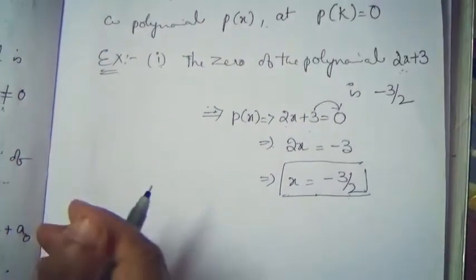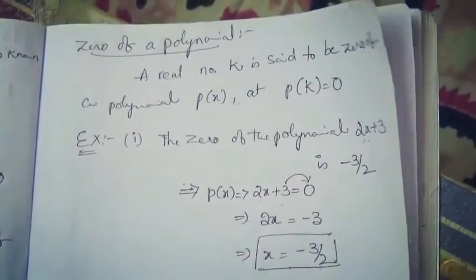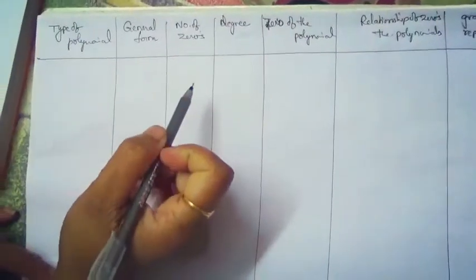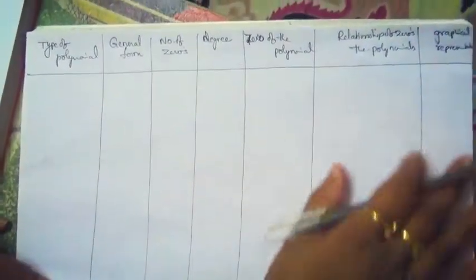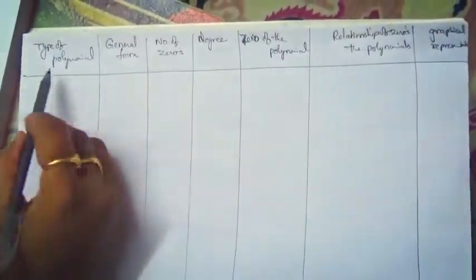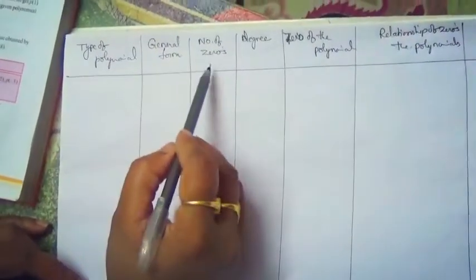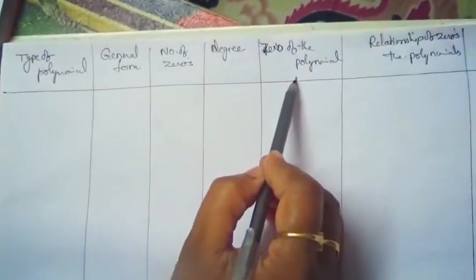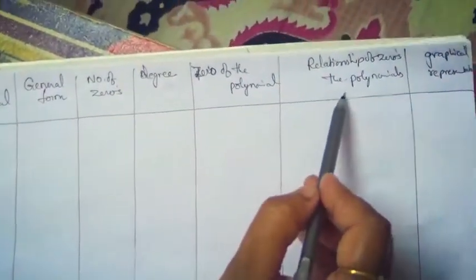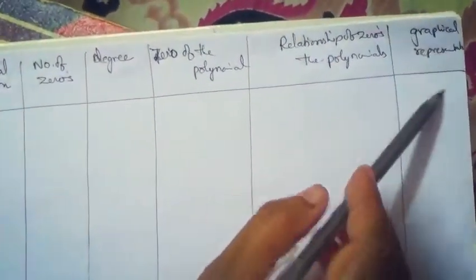Now you just prepare one table for the different types of polynomials we have. That is, type of polynomial, you just make one table, to understand in a better way and for easy recognition. So types of polynomials: general form, number of zeros, degree of the polynomial, zero of the polynomial, relationship of the zeros of the polynomials, graphical representation.